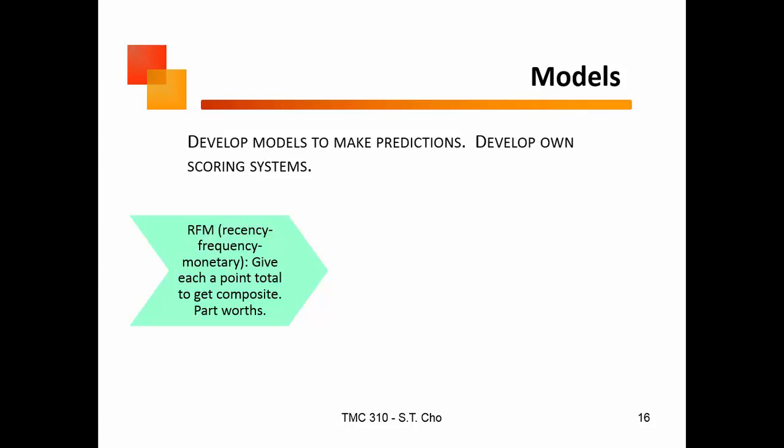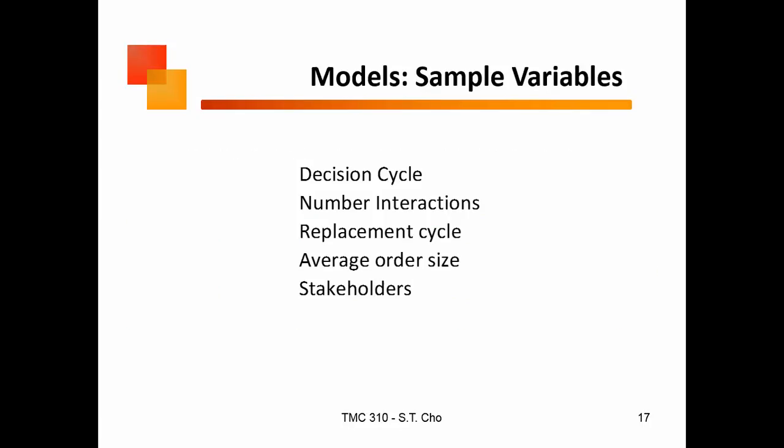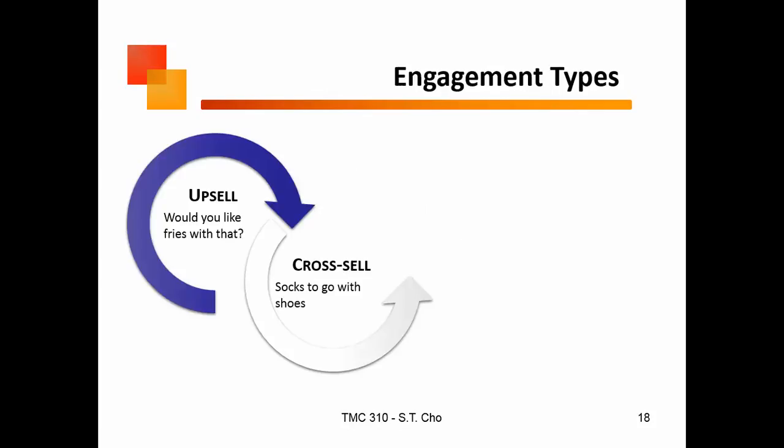And so if you remember, we talked about the RFM model and using predictive analytics to try to figure out, and predictive analytics is using past data to see what's going to happen next. And this is what happens when my customer starts to mature. Some of these models actually do work. And so that helps me decide what to do next. Here are some sample variables of the things I look at when I look at my stakeholders.